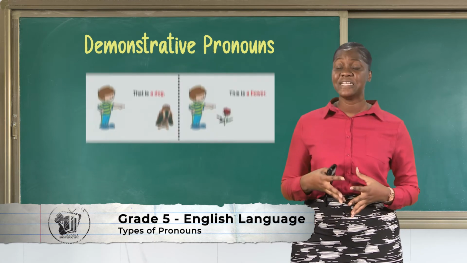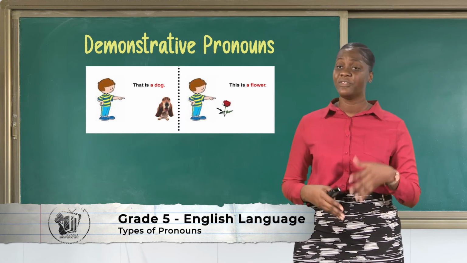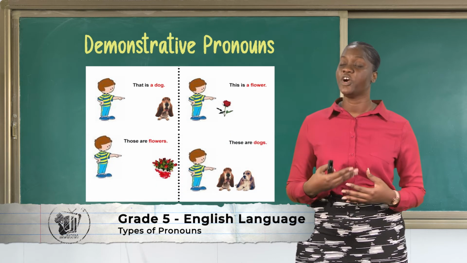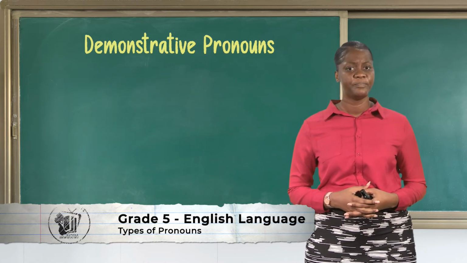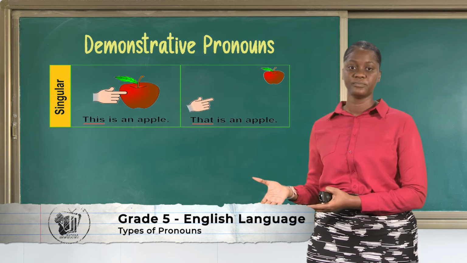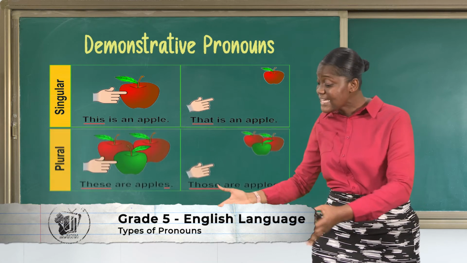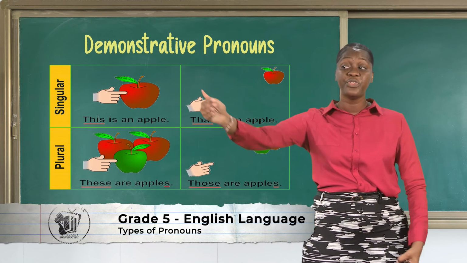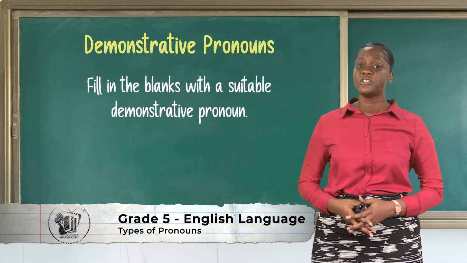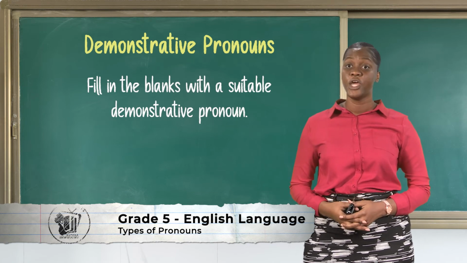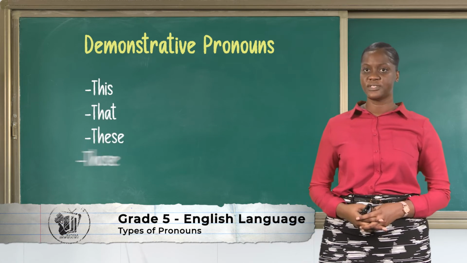However, we use this and that when referring to persons or objects that are nearby, while these and those refer to persons or objects farther away. For example, we would say, "This is an apple," and "that is an apple," or "These are apples," and "those are apples." Let's try an exercise where we will fill in the blanks with suitable demonstrative pronouns. Remember, we are using this, that, these, and those.